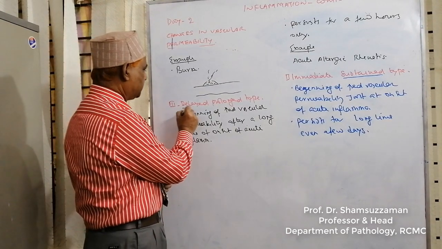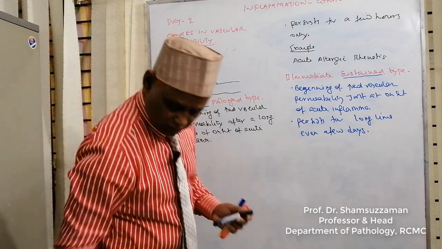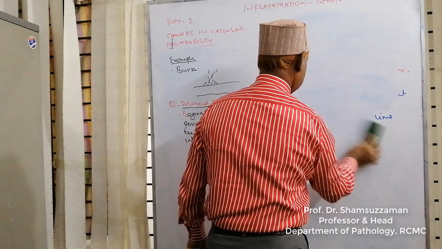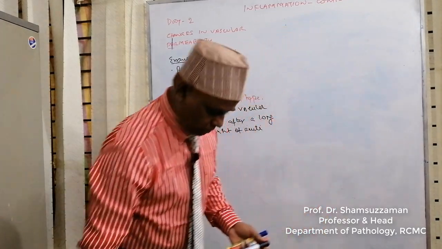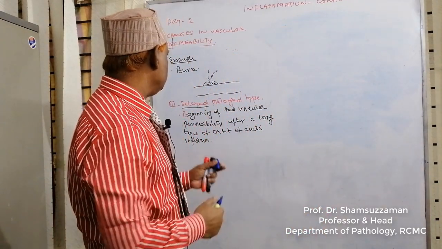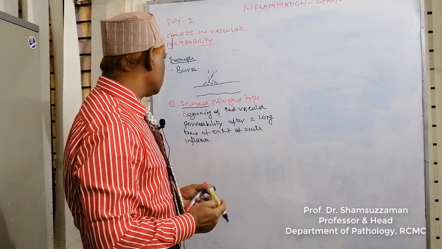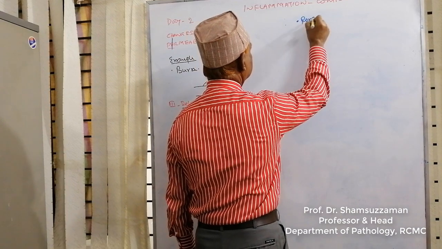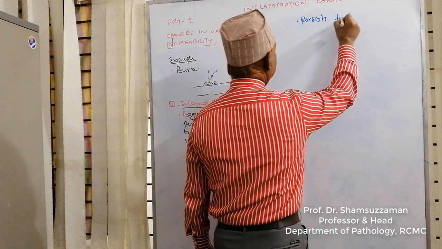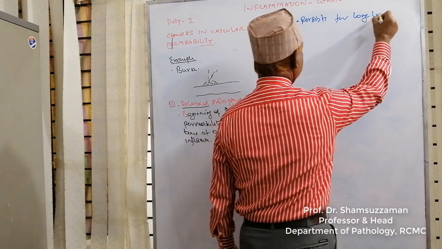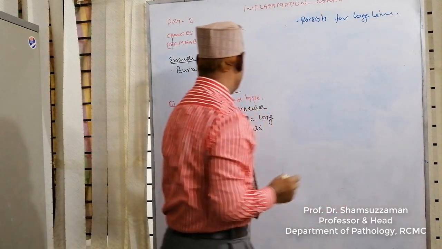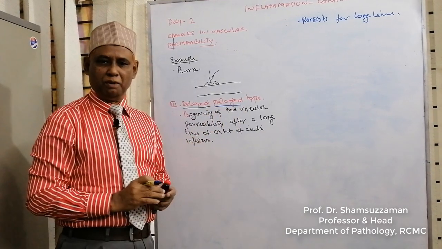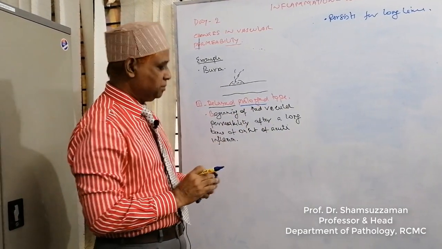So it is called delayed type. Why called prolonged? Although it begins after a long time of onset of acute inflammation, it persists for a long time. So it is called prolonged. It is delayed and prolonged type of increased vascular permeability.